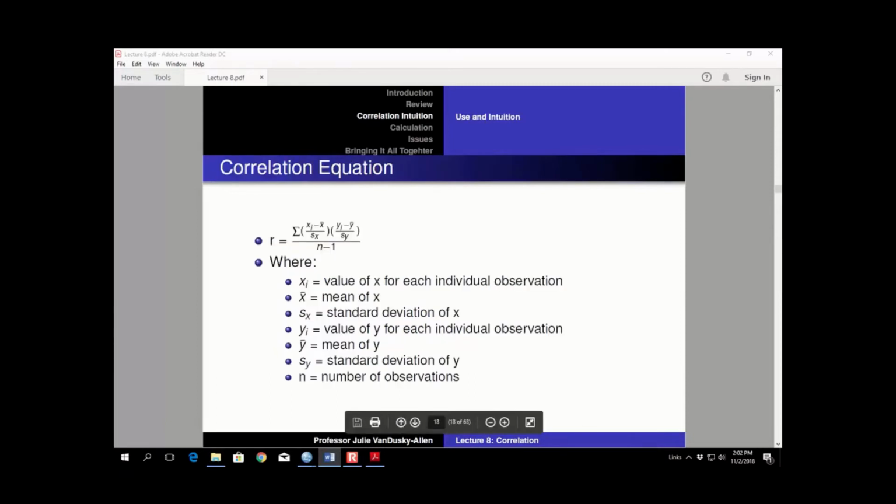This is how you calculate a correlation coefficient. The numerator is the sum of the product of each individual observation x minus the mean of x, and that value divided by the standard deviation of x, and each individual observation y minus the mean of y, and that value divided by the standard deviation of y. The denominator is the number of observations minus 1.